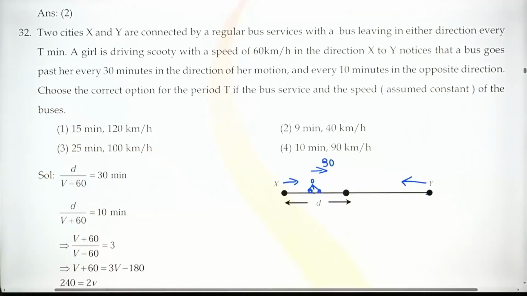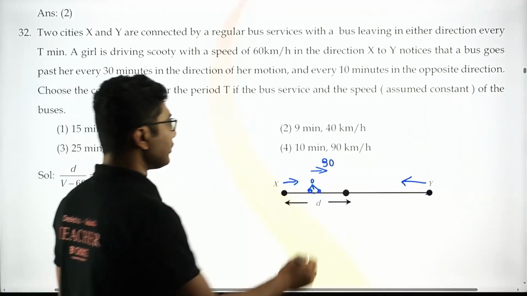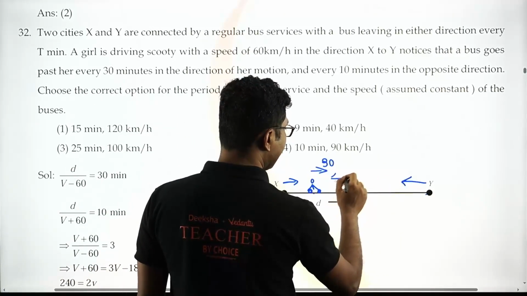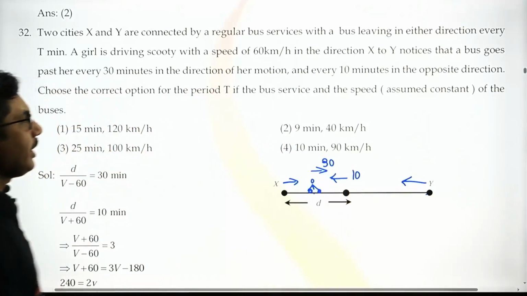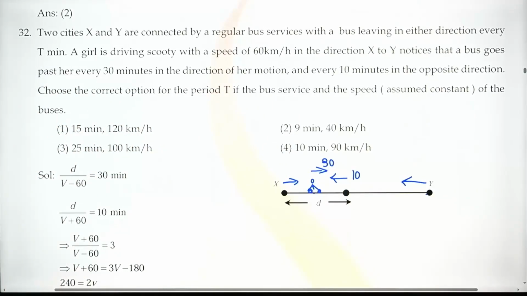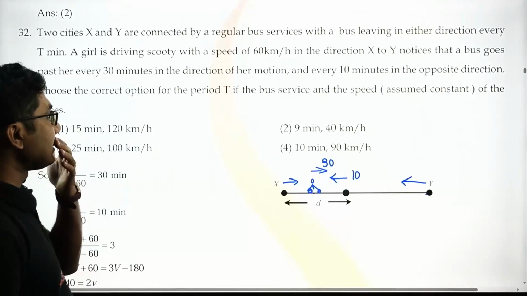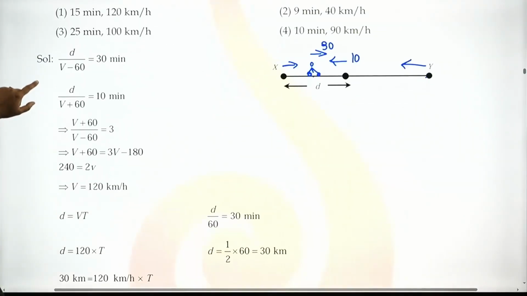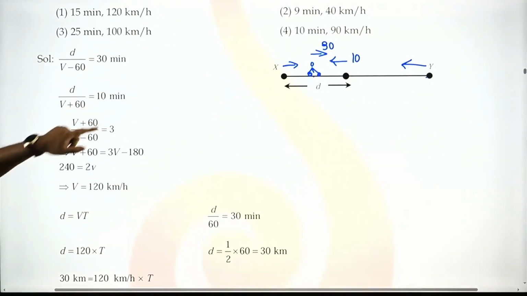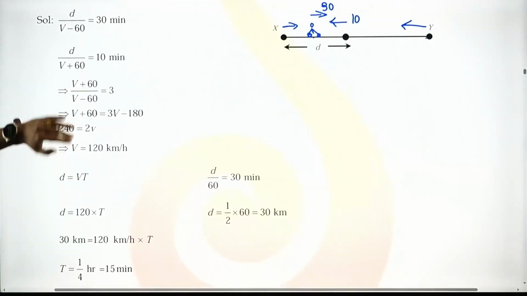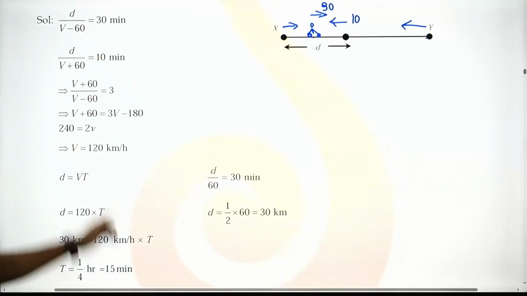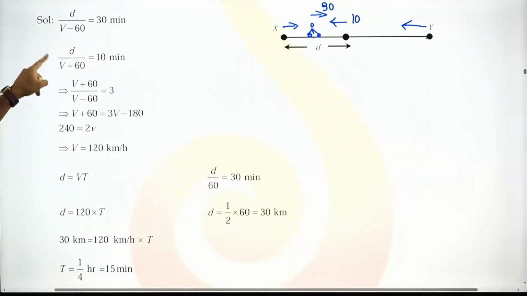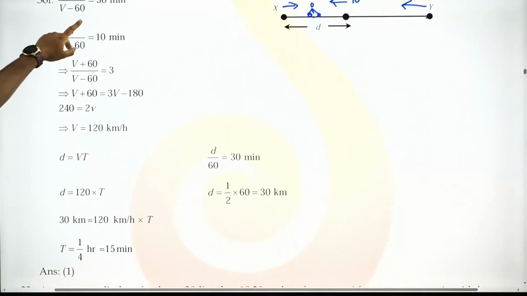And every 10 minutes in the opposite direction. So 30 minutes in her direction and 10 minutes in the opposite direction. Okay, choose the correct option for the period t if the bus service and the speed of the buses are assumed constant. Okay, so it is a relative motion question. First, d by (v minus 60) equals 30 minutes, and for the other case, 60 is the speed of the girl, right? So v is the speed of the bus. So d by (v minus 60) is 30 minutes, and d by (v plus 60) is 10 minutes.